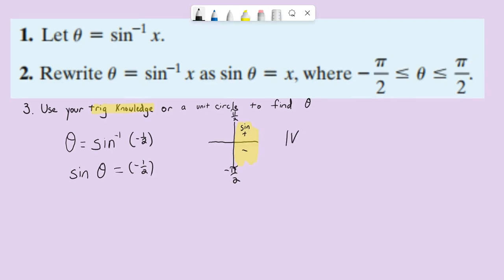Now, I've got to think, okay, 1/2, that's a 30, 60, 90. That's the short leg of a 30, 60, 90, right? 30, 60, 90, and 1/2 is the short leg.